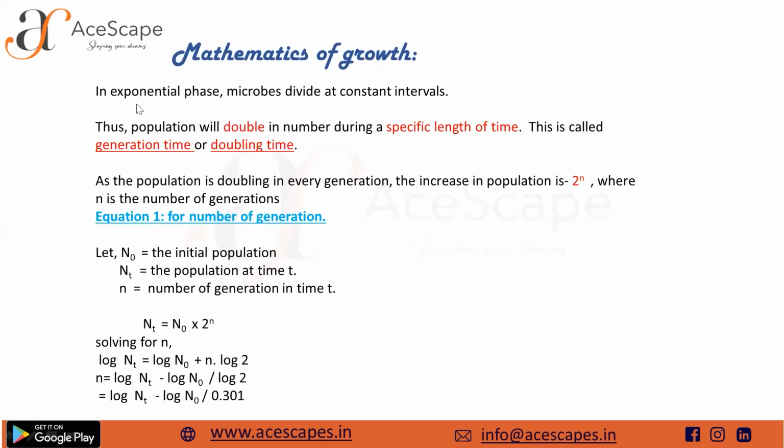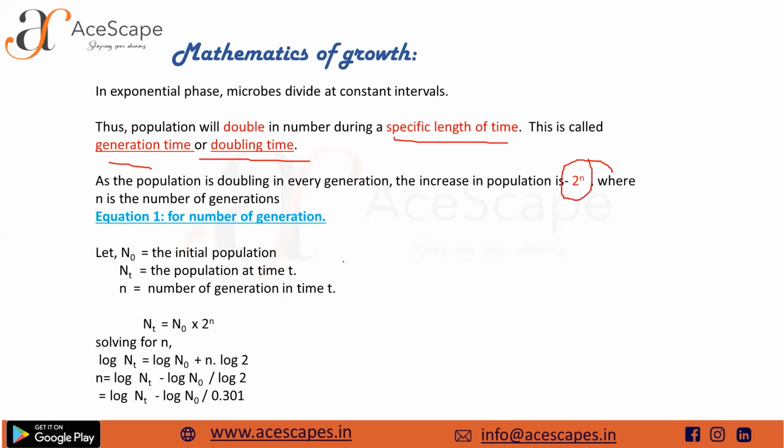In the exponential phase, the microbes divide at constant intervals, and this is where we do all the studying. The population will divide in number during a specific length of time, and this time is called the generation time, or the doubling time. As the population doubles in every generation, the increase in population is denoted as 2 to the power n.